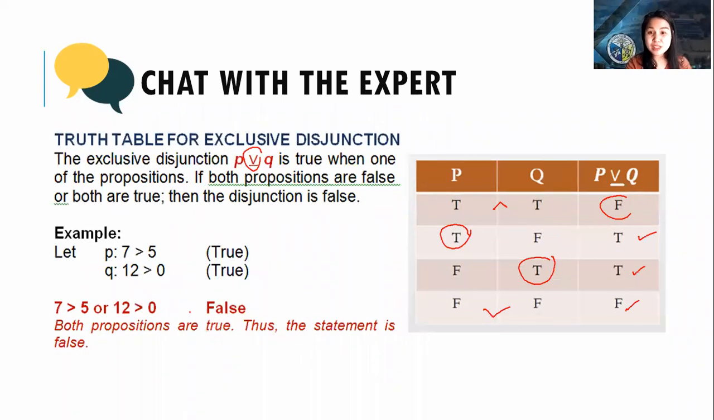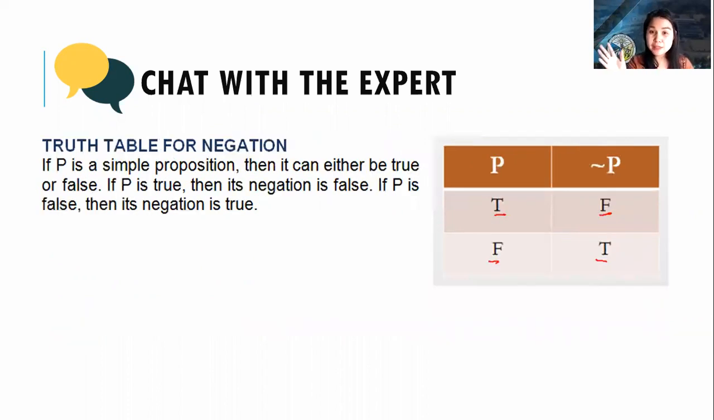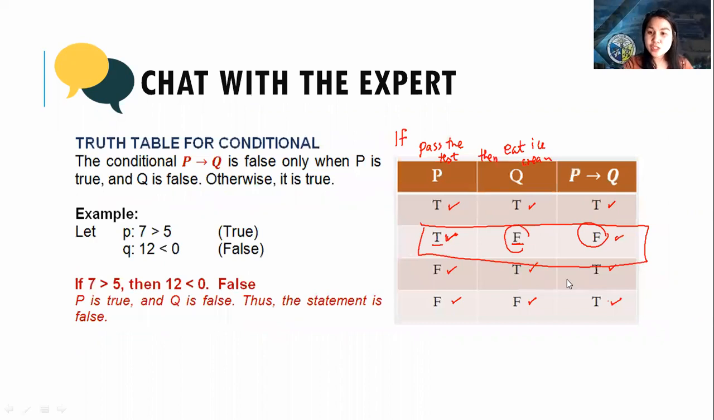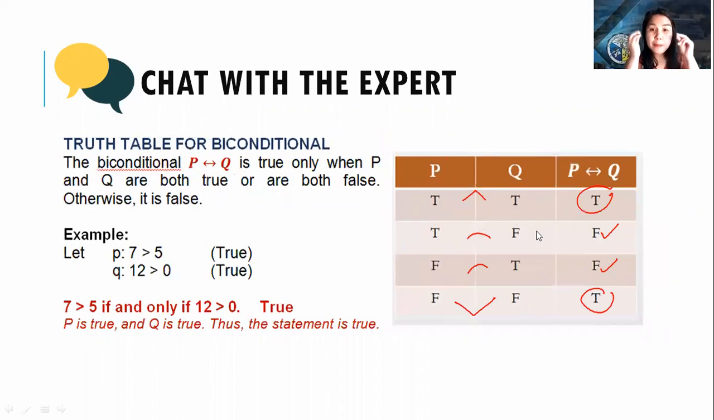And exclusive disjunction, only one should be exactly true. For negation, the opposite. For conditional, it's only false when P is true, but the then part is false. In biconditional, both must have the same truth values for it to become true.